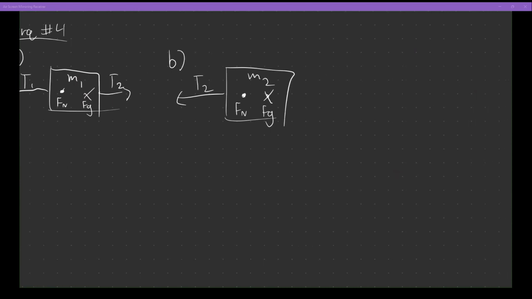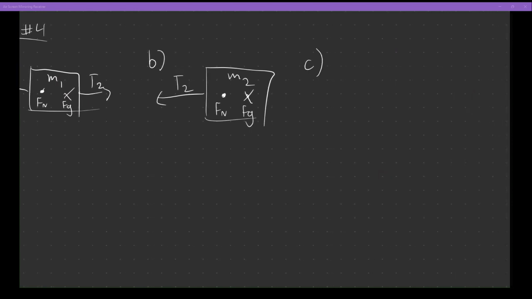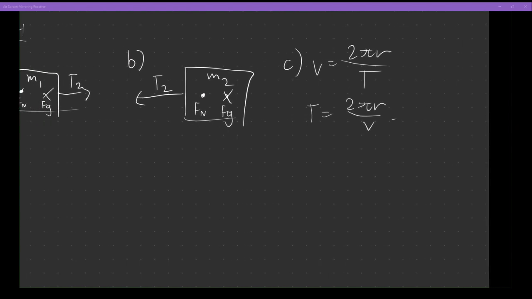So that's it. Part C, period for the outer block, so I will accept the equation V equals 2 pi r over t, circumference over time. I can isolate for t, so it's just 2 pi r over v. Now plugging in the numbers that they gave before, which is just 2 pi, the radius was 0.75, and the velocity is 4. So I get the time, plugging that into the calculator, you get 1.18 seconds.